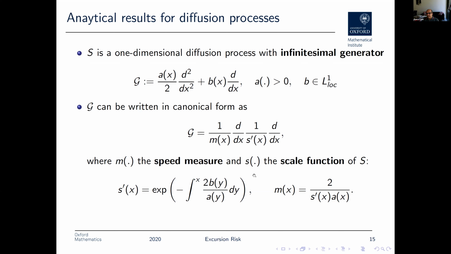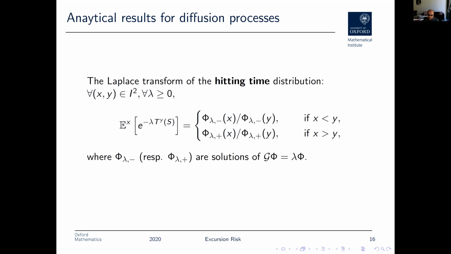So the idea is that you can think of any one-dimensional diffusion as a time-changed Brownian motion. Okay, this is always true. And you can think of the time change as this function M, and you can think of the vertical scaling as this function S. So if you scale time and space through M and S, then you get back a Brownian motion. So then you map all the properties you know from Brownian motion to this through this change of variable.